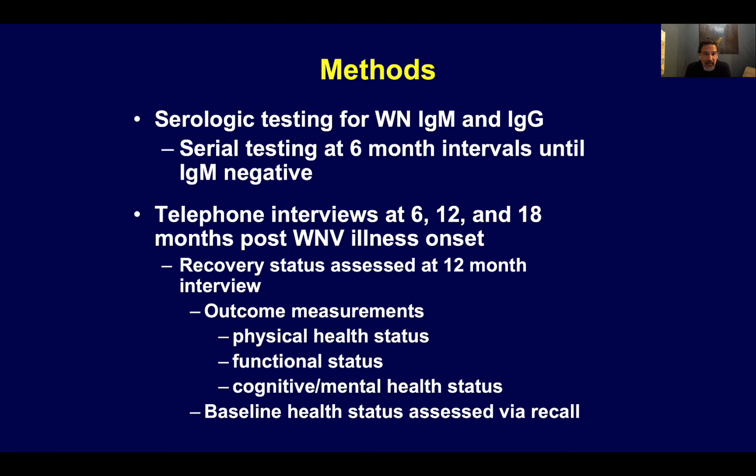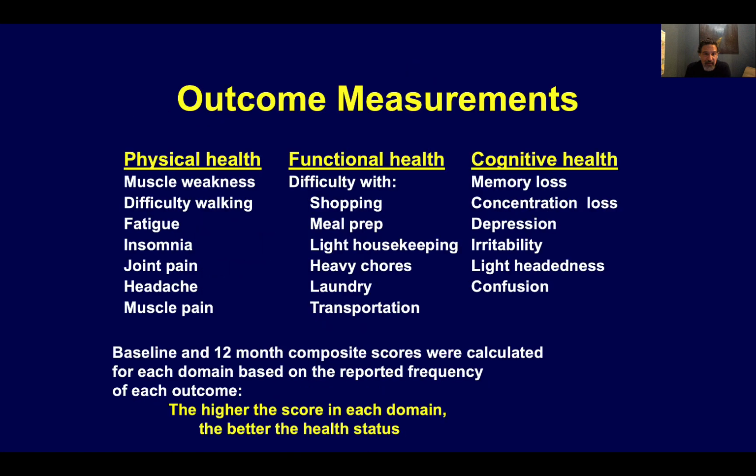The protocol included serologic testing at 6-month intervals until the person was no longer making IgM antibodies. We conducted telephone interviews at 6, 12, and 18 months, and we assessed recovery status at the 12-month interviews across 3 domains of health status: their physical health, their functional health, and their cognitive or mental health status. We had to assess, because we didn't really come into contact with these cases until after they became ill, we had to have them recall their baseline health status at the time of the 12-month interview. This gives you a sense of the kinds of things we asked about, the outcomes that we assessed in the phone interviews.